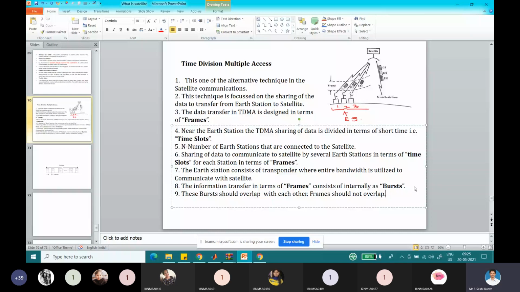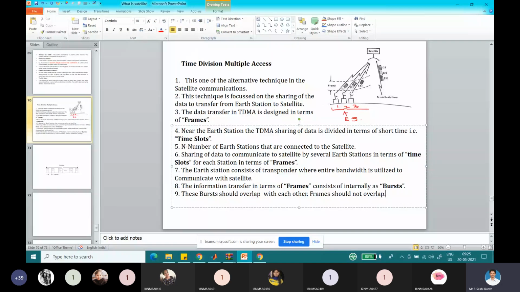Frame లోపలే ఉండే వాటిని bursts అంటారు. Burst is nothing but the information only, and those bursts should not overlap. So those should not overlap means the frames should not overlap. So this is the thing that happens here.